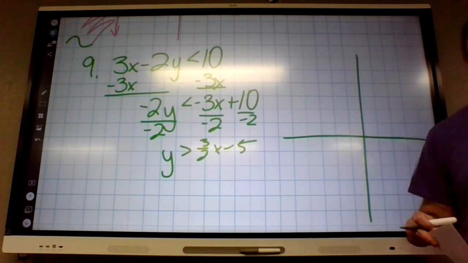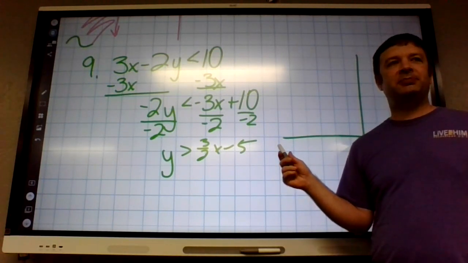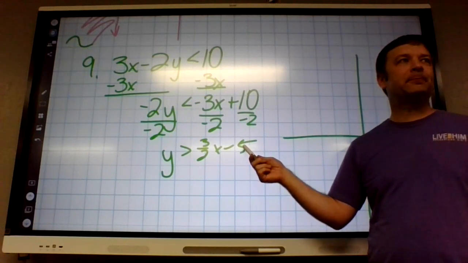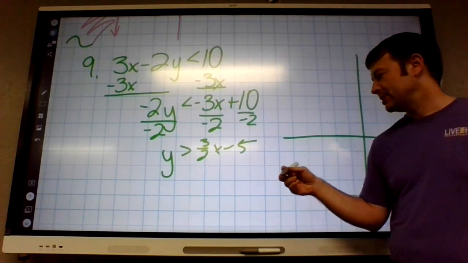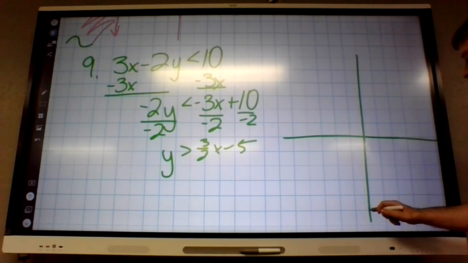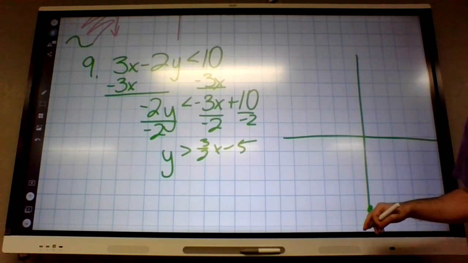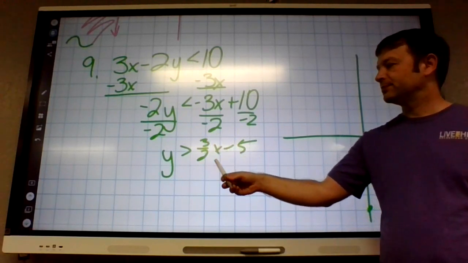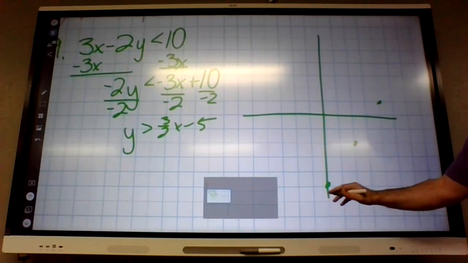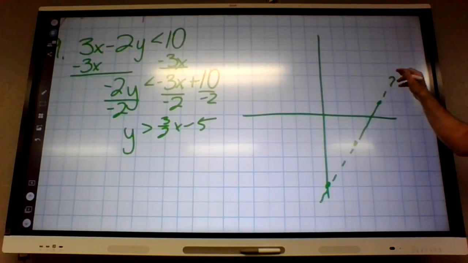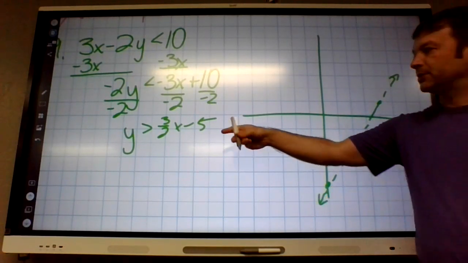Down 5. I'm not mad at you. All right, you guys remember how to graph this? How do I graph this? Down 5. Did I give you guys graph paper? Yes. Then where do we go? Up 3 and right 2. Up 3, right 2. Solid or dotted? Dashed. And then y is greater than, so you shade above.